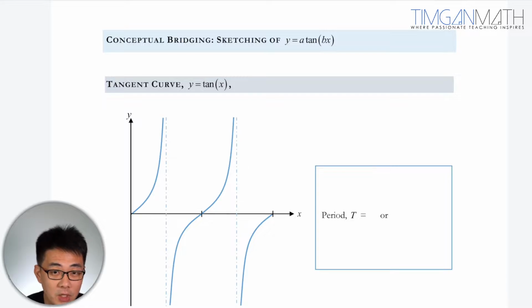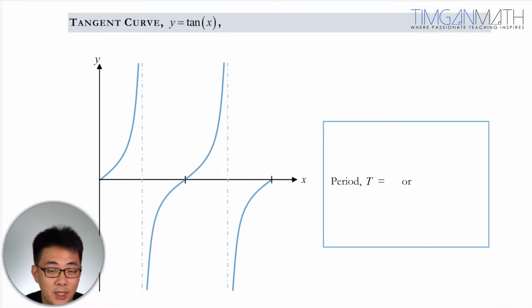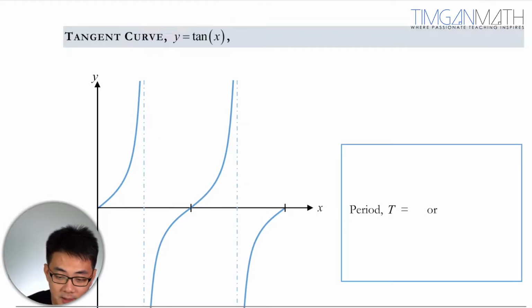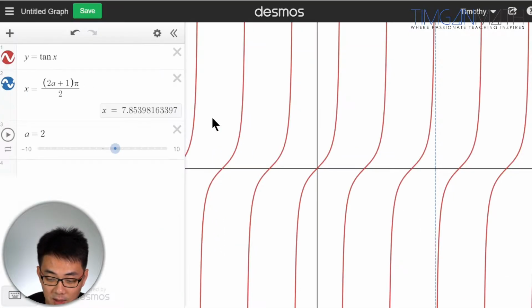Hi students, let's look at this concept here, which is on the sketching of tangent curve. Let's look at the basic tangent curve. So for the tangent curve, y equals tan x here. One thing that students usually get confused is the period of this curve here. So let me just draw it. How does the curve look like?